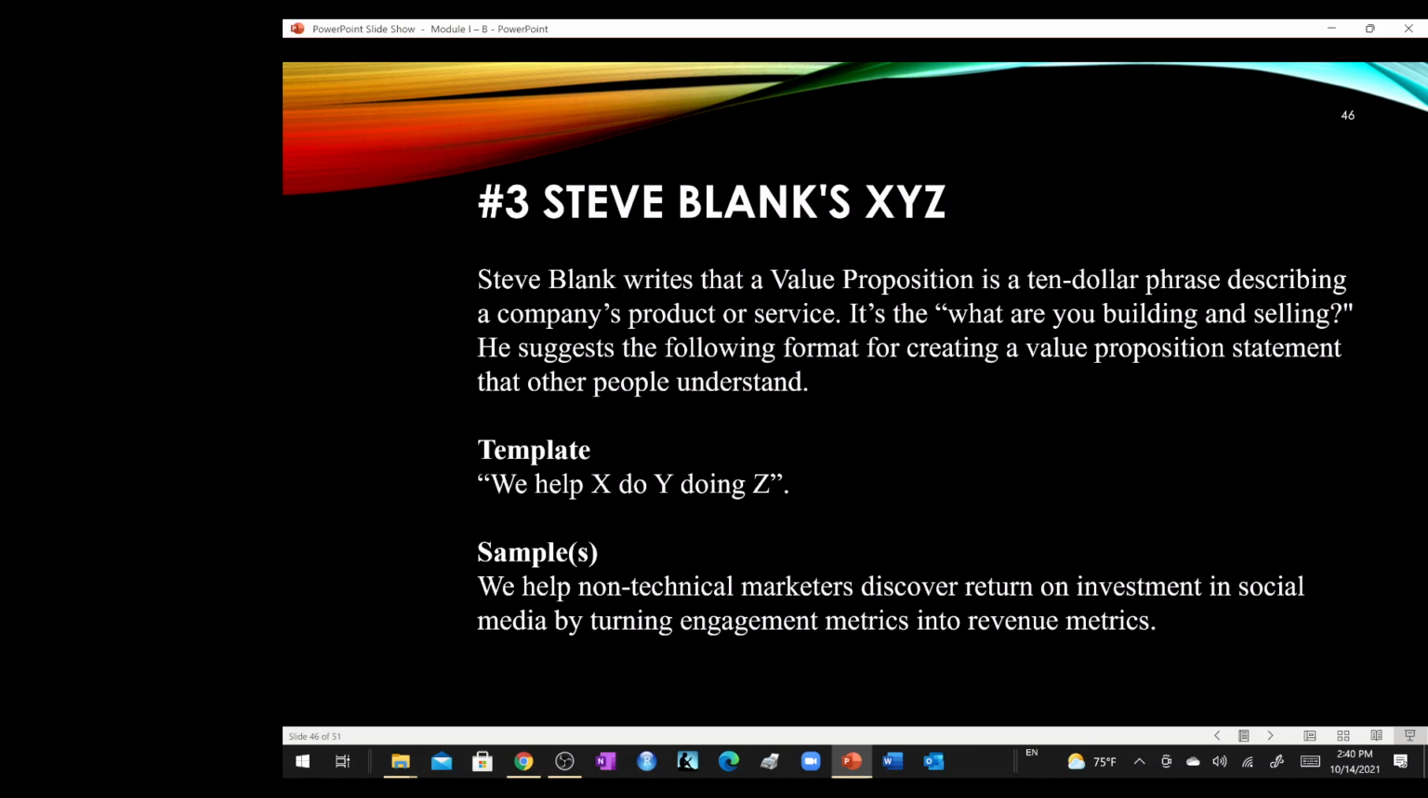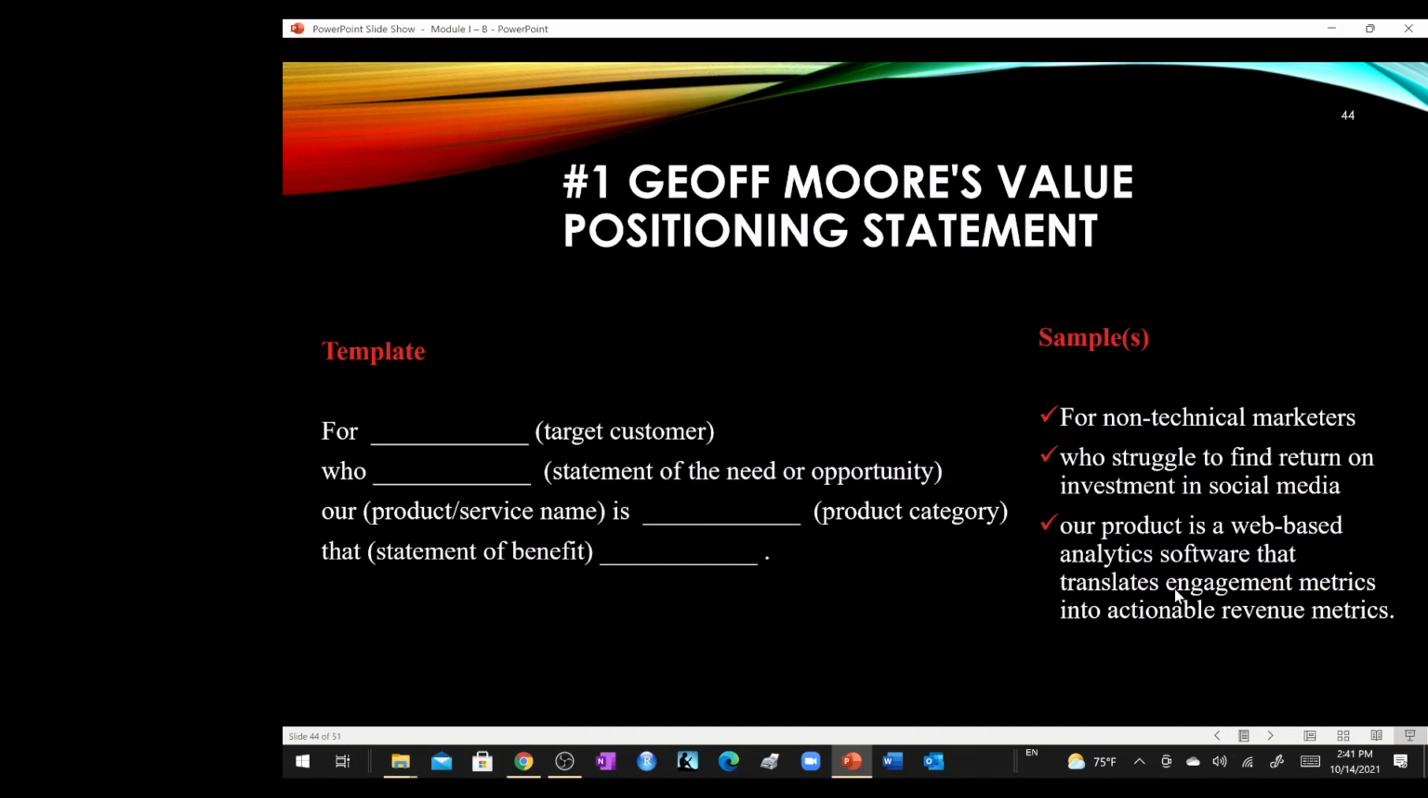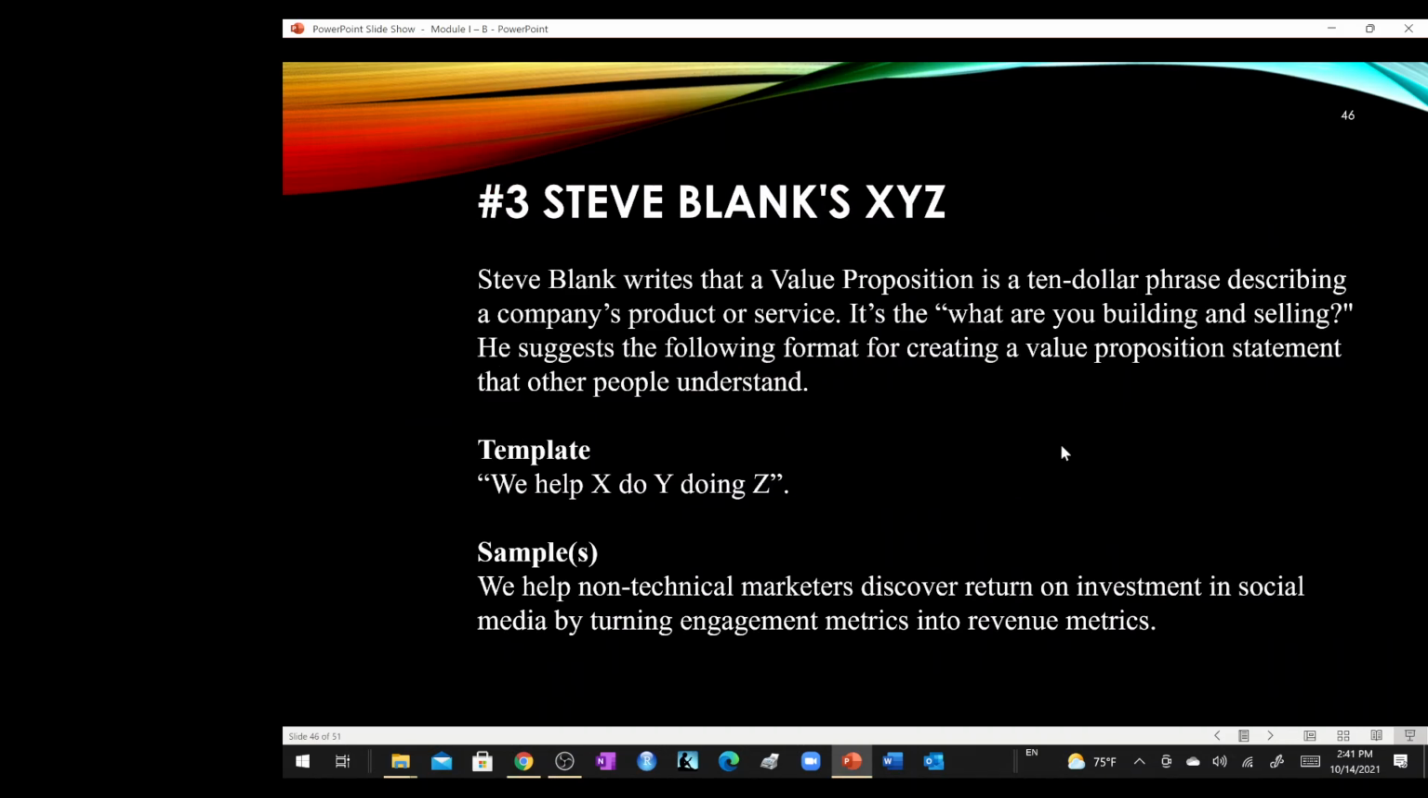We help X do Y by doing Z. This is exactly what a value proposition is. And Steve Blank's, I love Steve Blank. He has very interesting publications in entrepreneurship. And basically, he's saying this is a nice sample. We help non-technical marketers discover return on investment in social media by turning engagement metrics into revenue metrics. Do you see? This is almost the same, but written in a different style.